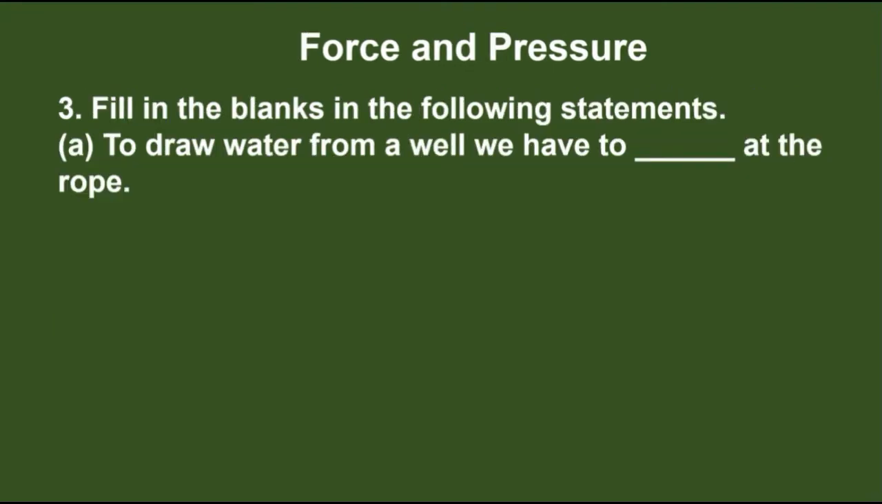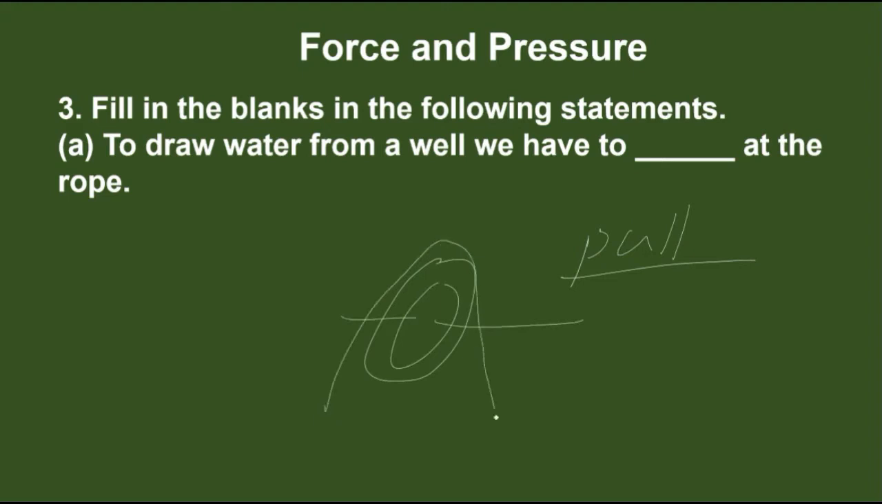The next question is a fill in the blanks. Here we have to draw water from the well, and when you draw water from the well, what do you have to do? Very simple, we have to pull. You have to pull the container which is tied with a rope and which goes over a pulley, isn't it? There will be a pulley here, one rod like this, and the rope goes down and there's a container here. So we have to pull it. The answer will be pull.